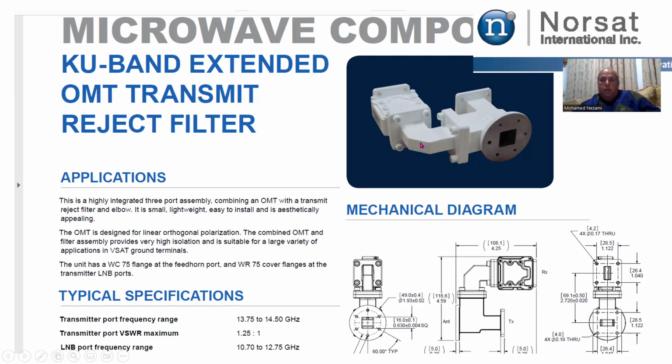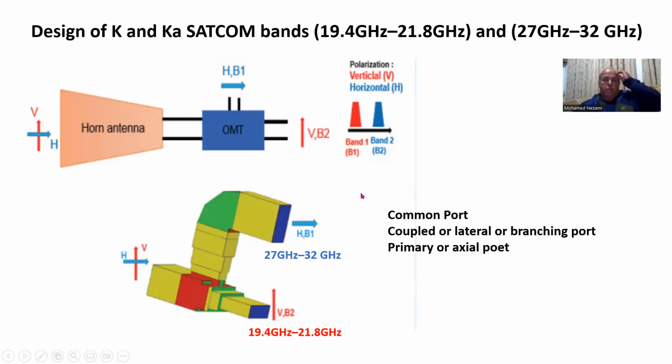So this has got an E-field bend, okay? And then it's got a transmit rejection filter. This is where you would feed the transmitter. And this one here is a square waveguide, you can see. This is what interfaces to the horn that feeds there.